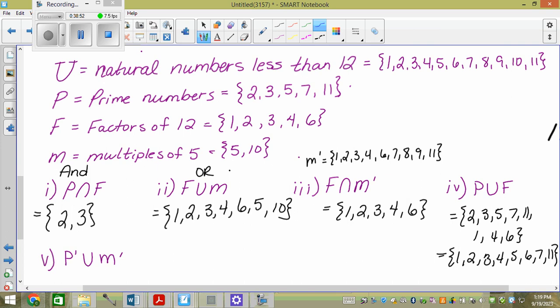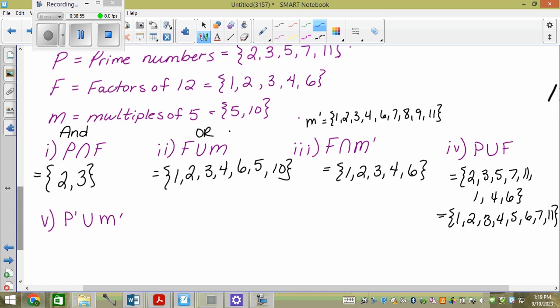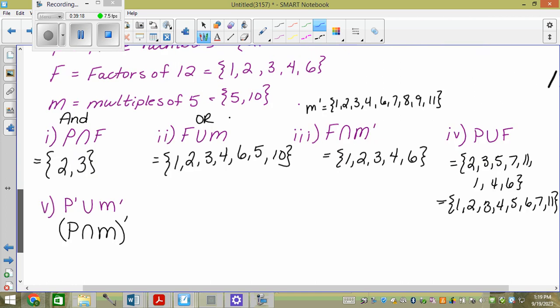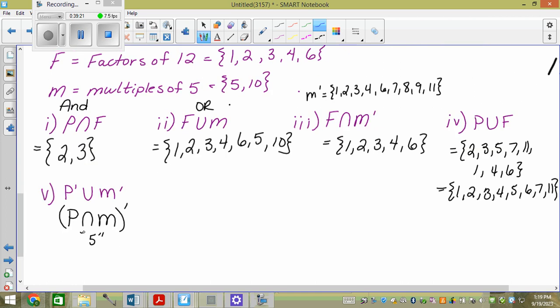Okay. Now, this one we have not P or not M, which is, you could actually find not P and find not M and then just list what's in both of them. What can you do when you have both things negated though? P and M and then the complement of it. So what's in P and in M? What's the only thing in P and M? 5. 5 is the only thing that's in both, correct? So if I want what's not in P and M, it's everything else. So 1, 2, 3, 4, 6, 7, 8, 9, 10, 11.